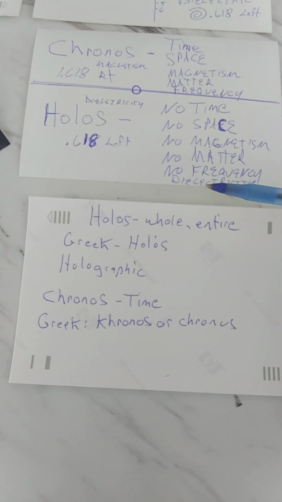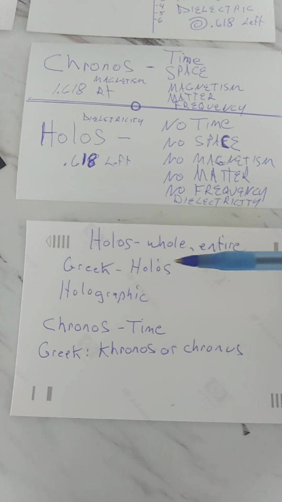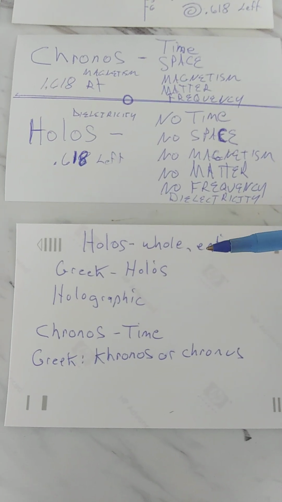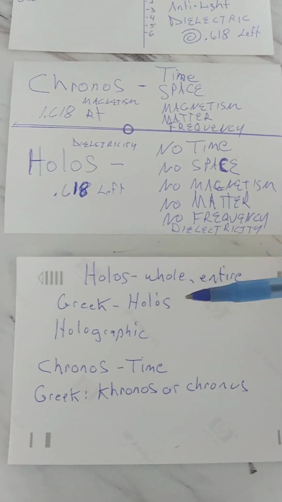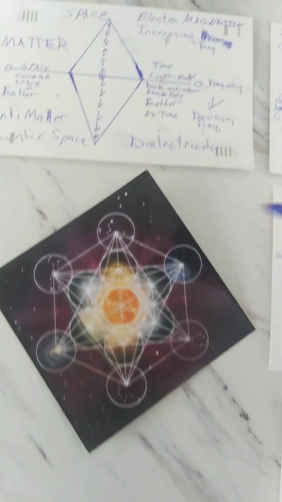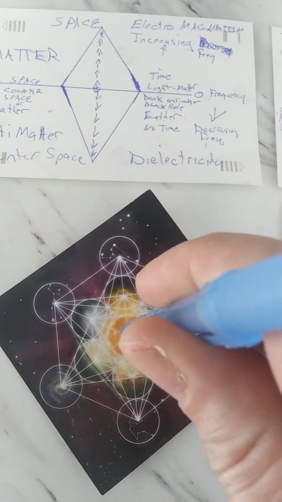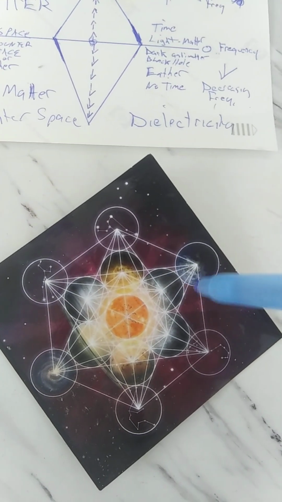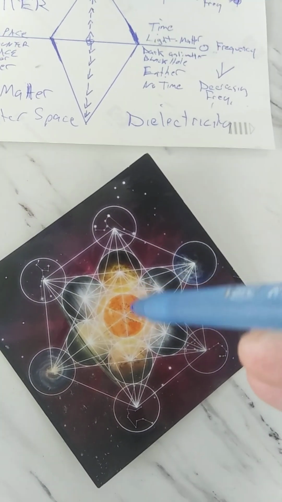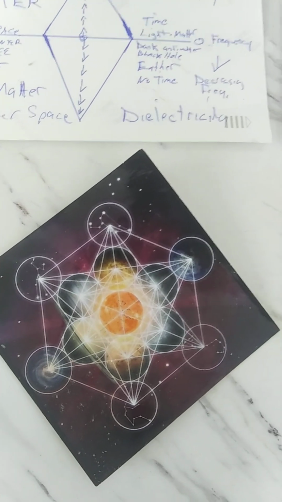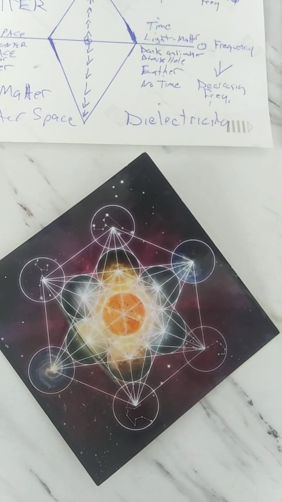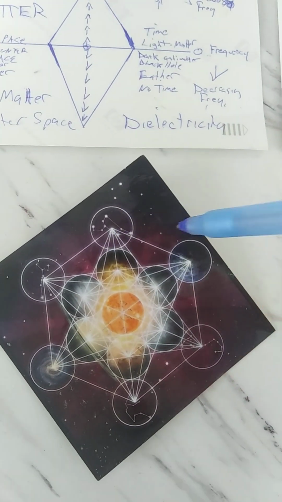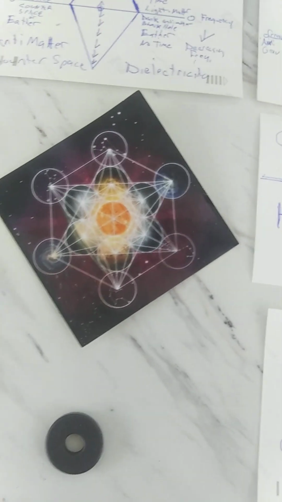Okay, the Greeks had these two words, holos and chronos. Chronos just means time. Holos means whole or entire. This is where you get the word holographic, because everything is a holographic projection emanating from the holos, from the center of that six-pointed flower of life. Everything is projecting, just like a movie projector, out into visible light and 3D reality from the center, from the holos.